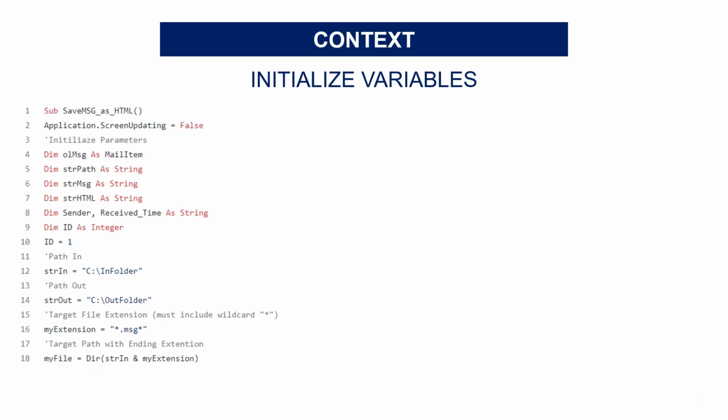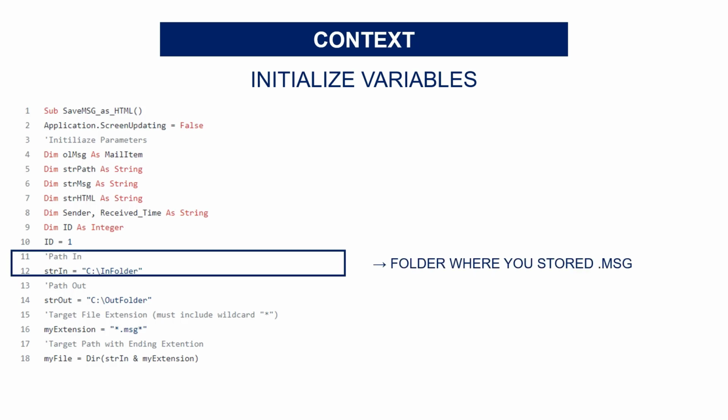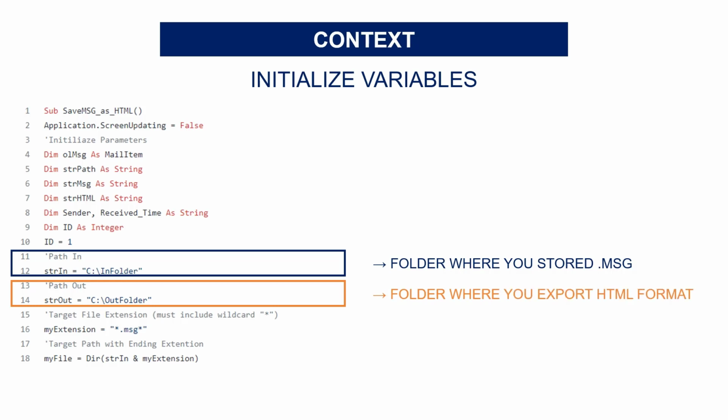So now we can start to write some code. The source code is available in the link you can find in the description. Let's start by creating the variables you'll need. Among them, you'll have the path to the folder where you stored your email files, the .msg. And then you have the folder where you want to export your email in the HTML format.